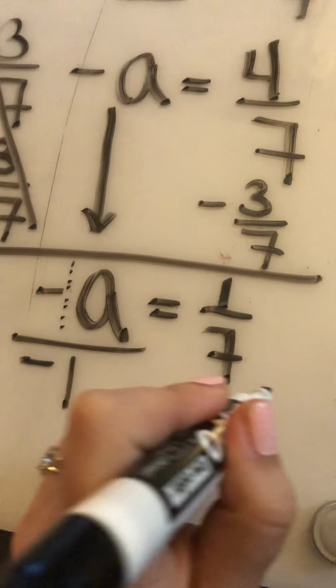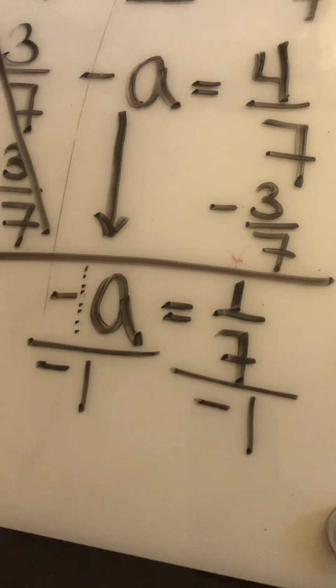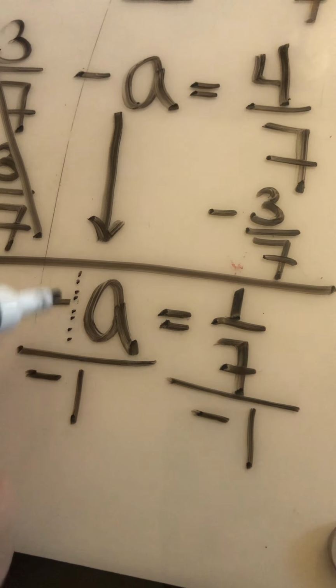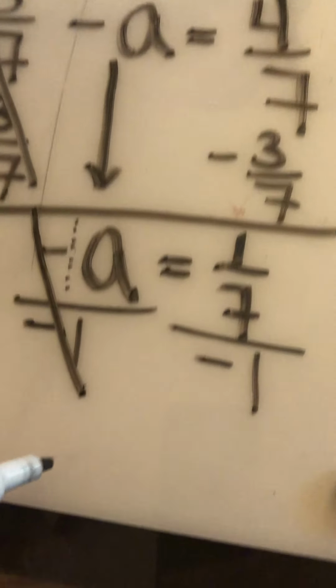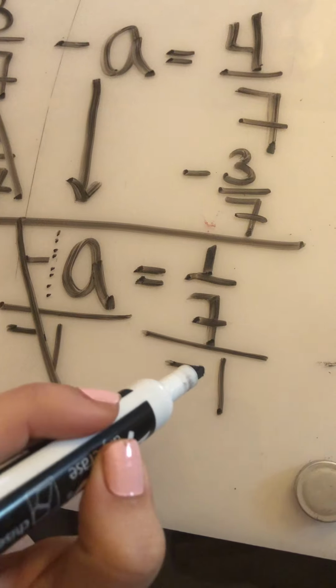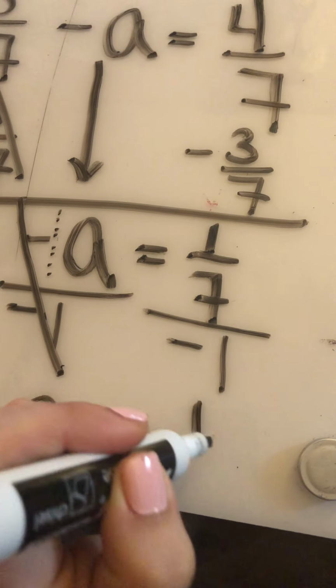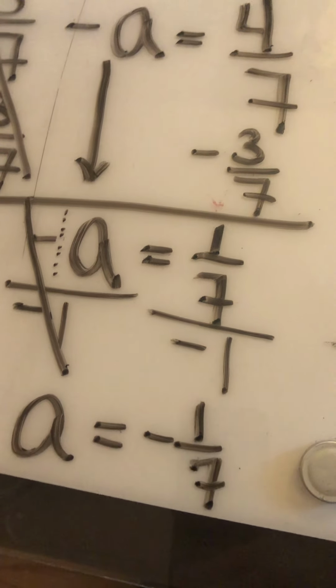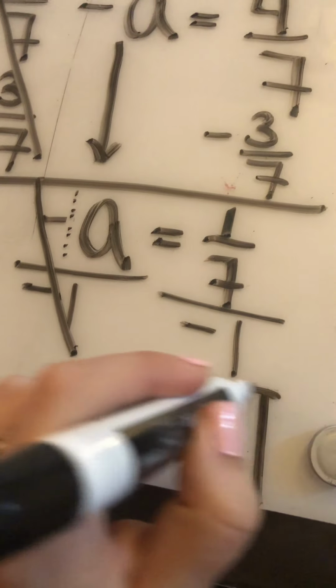Whatever we do to one side, we do to the other. So -1 over -1 will cancel out. It equals 1, which leaves us with a positive a. And 1/7 divided by -1 will just be the opposite and be -1/7. And that would be our answer.